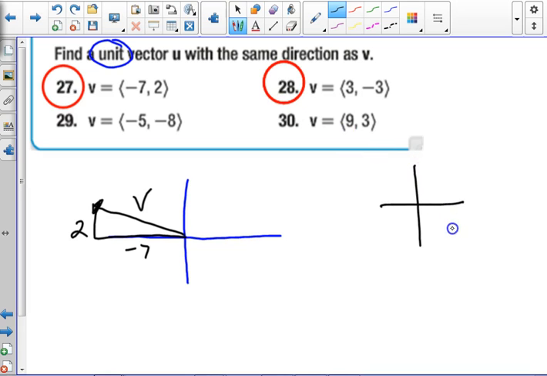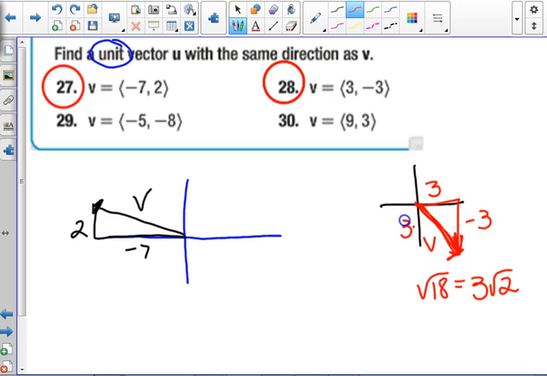I'm going to talk about 28 for a second, see if we can figure this out. Number 28 says go 3 over and 3 down. How long is this side right now? How long is the vector if it went over 3 and down 3? How long is the vector V right there? Square root of 18, which is 3 square roots of 2. How would you shrivel that down so it was exactly 1? Divide both of those by 3 square roots of 2.